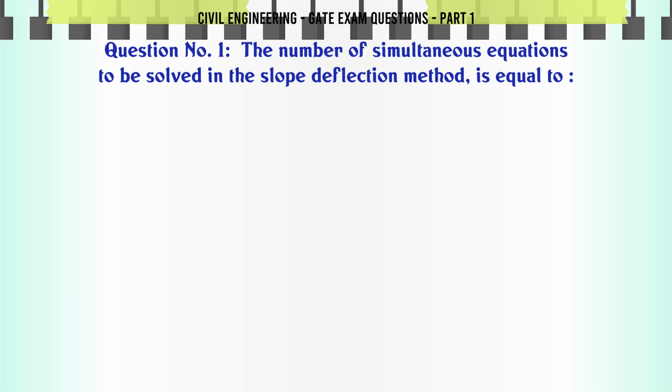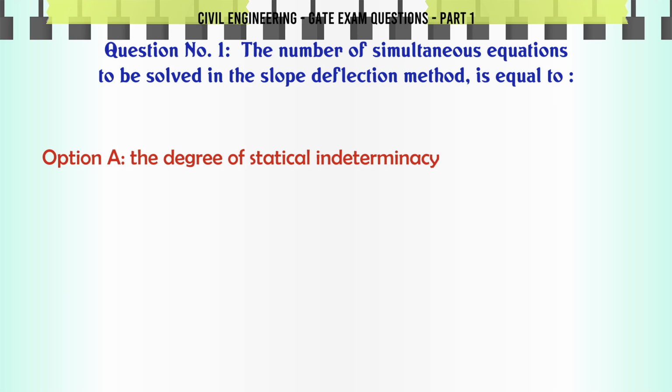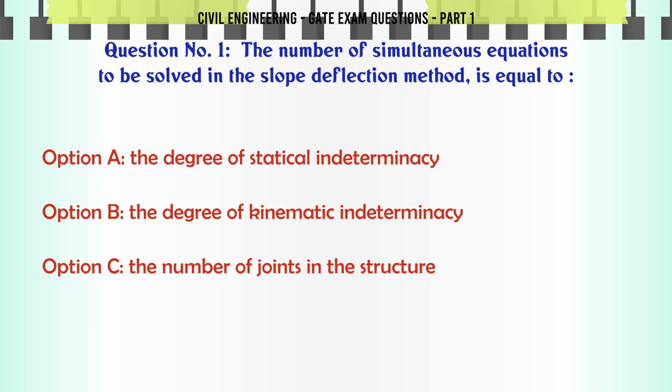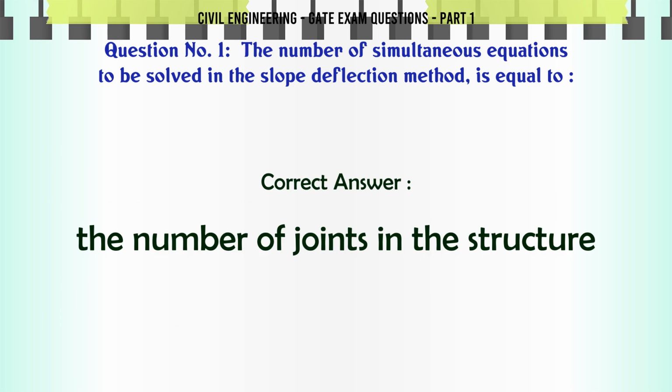The number of simultaneous equations to be solved in the slope deflection method is equal to: a. the degree of statical indeterminacy, b. the degree of kinematic indeterminacy, c. the number of joints in the structure, d. none of the above. The correct answer is the number of joints in the structure.